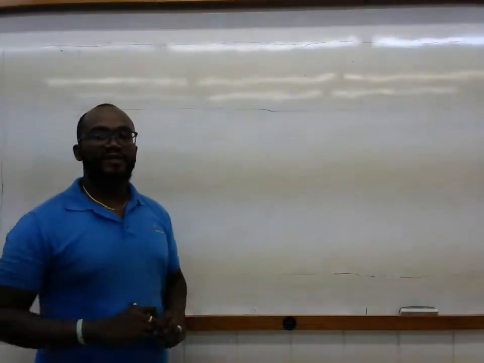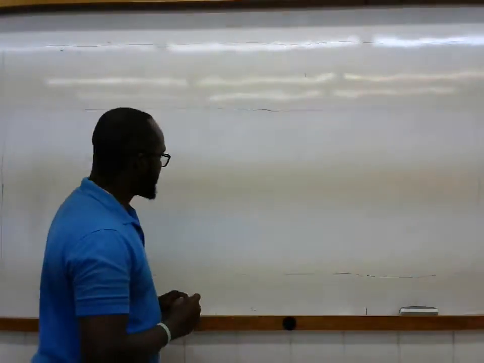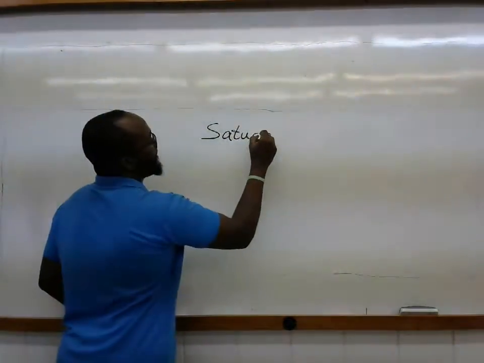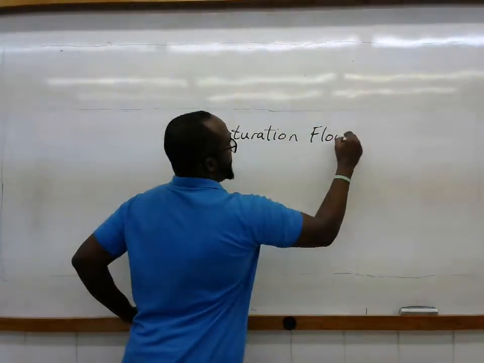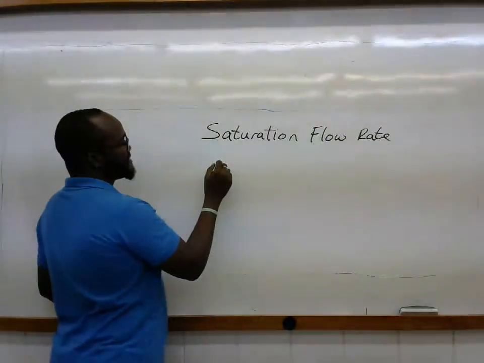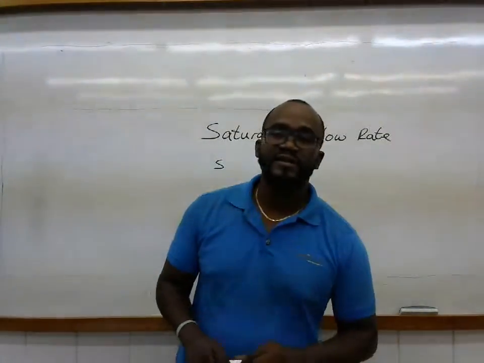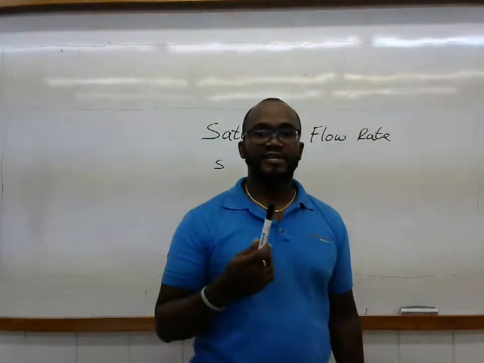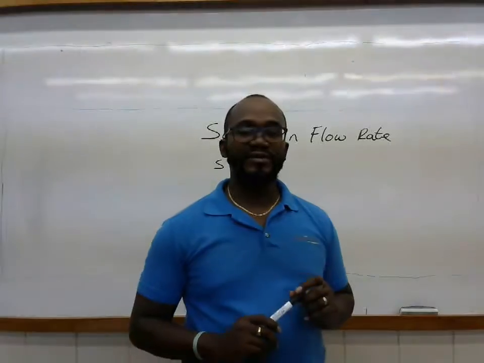Okay, and our final definition before we end this particular sequence: saturation flow rate. Saturation flow rate, normally denoted by S, theoretically, is the maximum number of vehicles that can proceed through an intersection in 1 hour, assuming 1 hour of continuous green time.